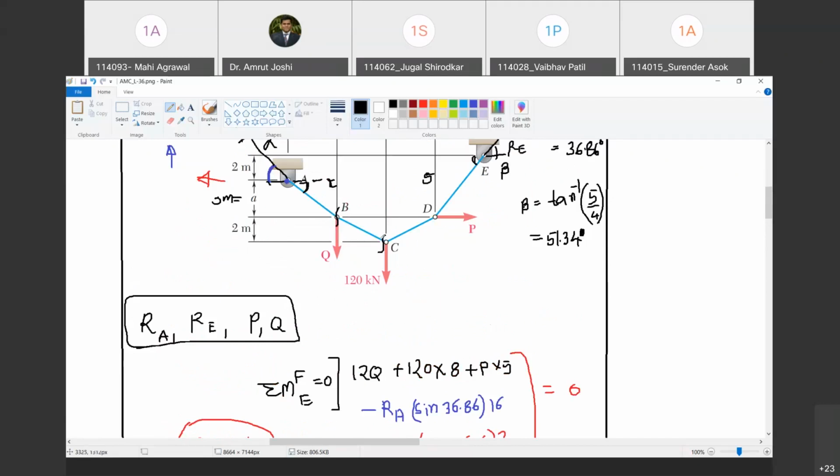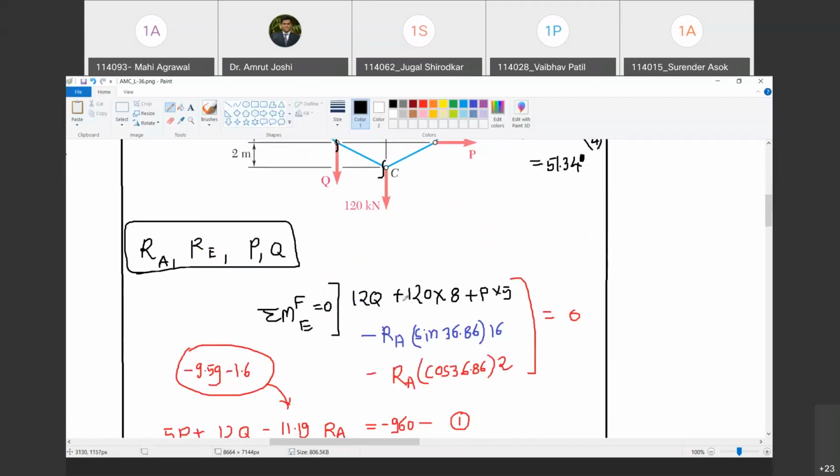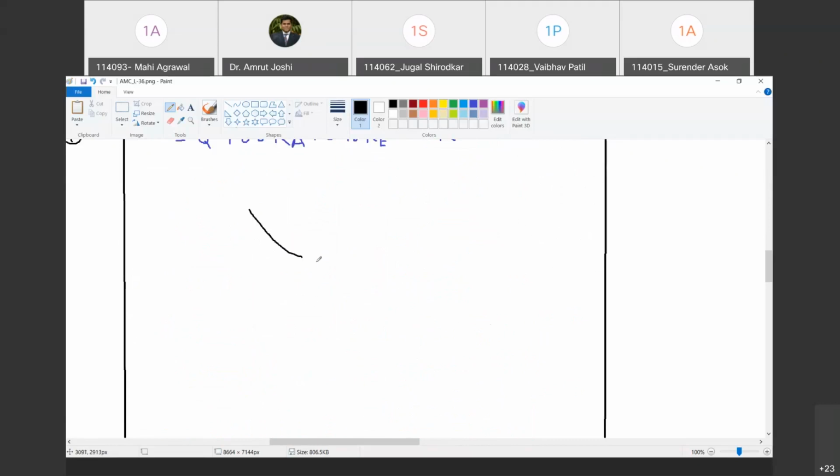Okay, let us try to do that. So I am going to take a cut at C and I am going to draw a free body diagram of the left hand side part. So how does it look like? It looks like A, B, C. This is A, this is B, and this is C.